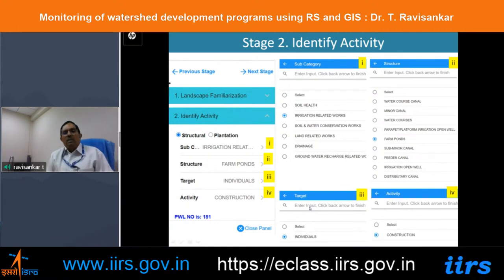Based on the available information, now the next stage is to identify the NRM activity in Manrega. After familiarization with the landscape, we should go for identification of the activity. For example, if you identify the structural activity, within the structure, what is the subcategory, irrigation related works? And in irrigation related works, what you are going to do at the structural level, farm ponds, and whether these farm ponds are to be taken up on individuals or in the composite.